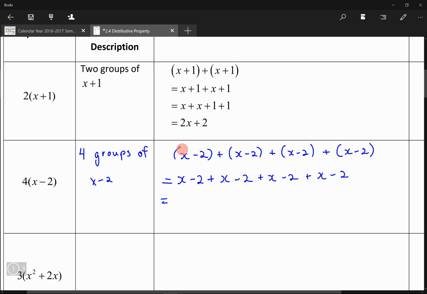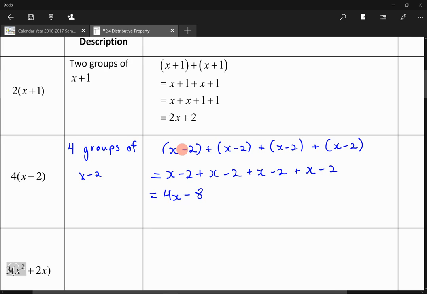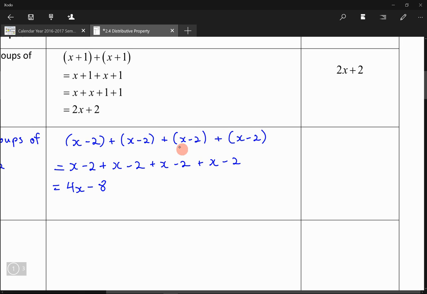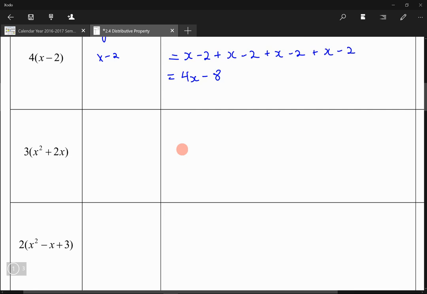Collect the x's together. I have 4 of them, so that will be 4x. Then I have negative 2, take away 2, take away 2, take away 2, which will give me take away 8, negative 8. So there it is. 4x minus 8 is my simplified form. Okay, try the next one.